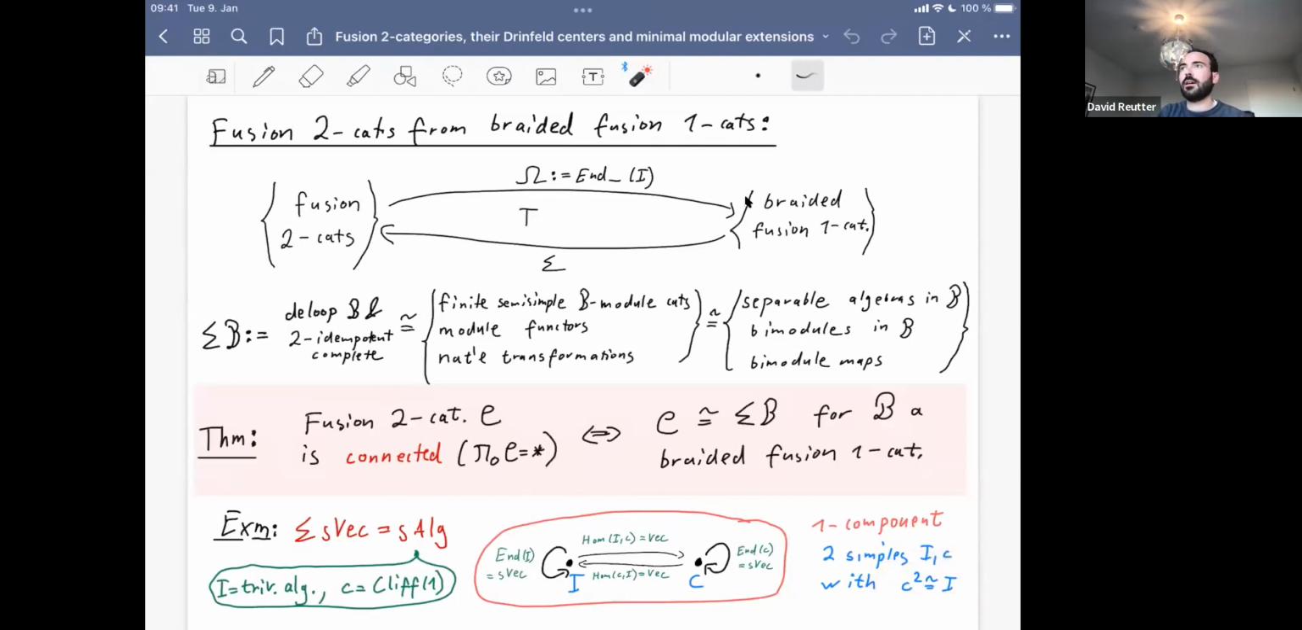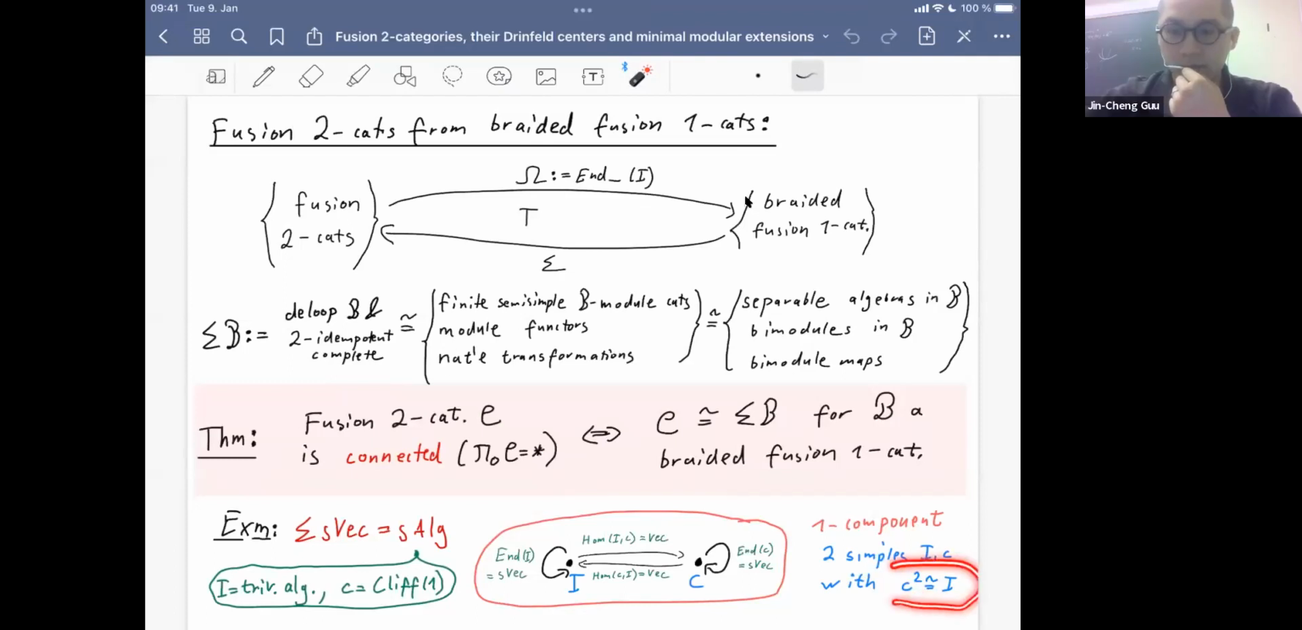If you do it for super vector spaces over the real numbers, you basically get eight simple objects and you get this Z mod eight Bott periodicity as the fusion appearing, exactly. But for this talk, I'm going to restrict to the complex numbers, or equivalently, algebraically closed characteristic zero, and then you just see complex Bott periodicity here appearing. This is how you compute this fusion rule, essentially, is Bott periodicity.